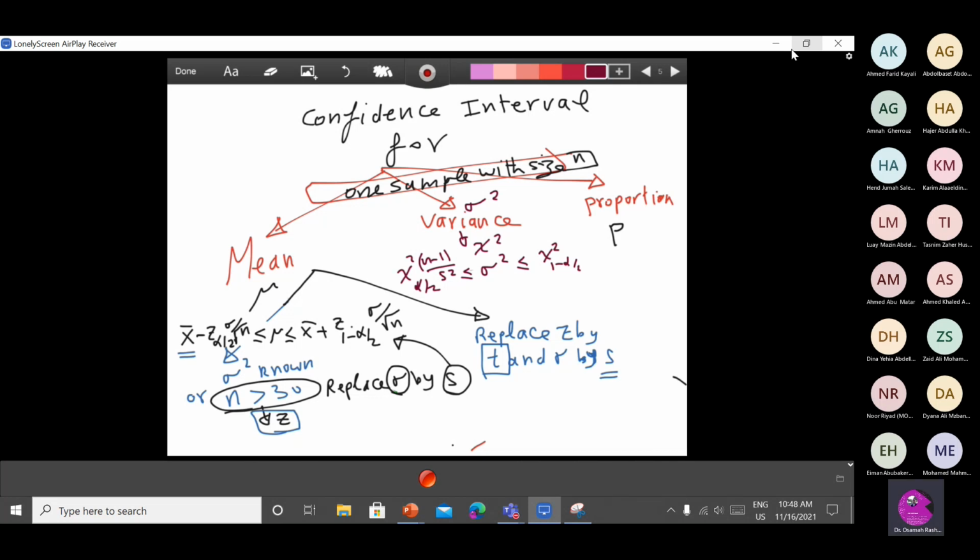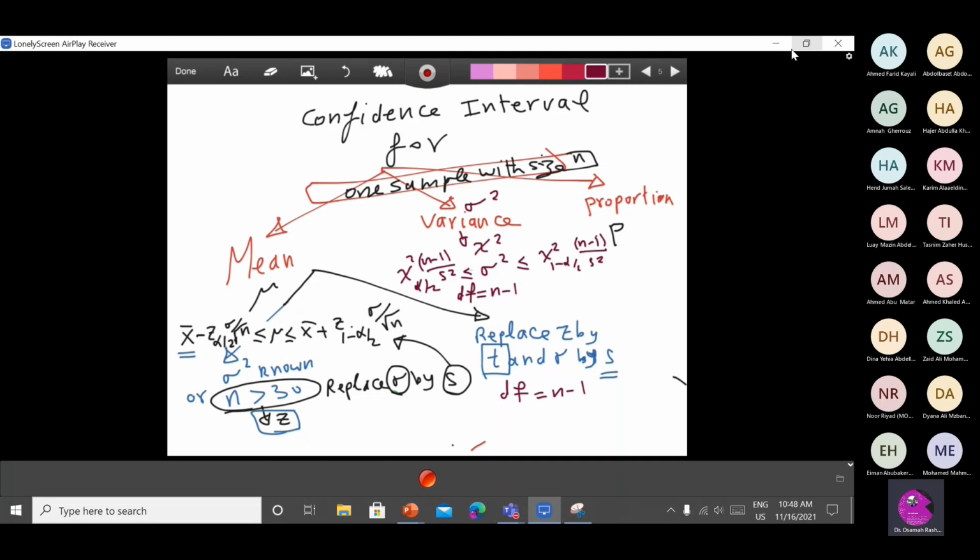And remember, the chi-square has degrees of freedom. So you have to remember, for t, you need the degrees of freedom. And in chi-square, don't forget the degrees of freedom. The degrees of freedom is the sample size minus 1. The degrees of freedom for t also is the sample size minus 1. In Z, there is no need for degrees of freedom because the table of Z doesn't have degrees of freedom. Okay, n minus 1 over s squared.